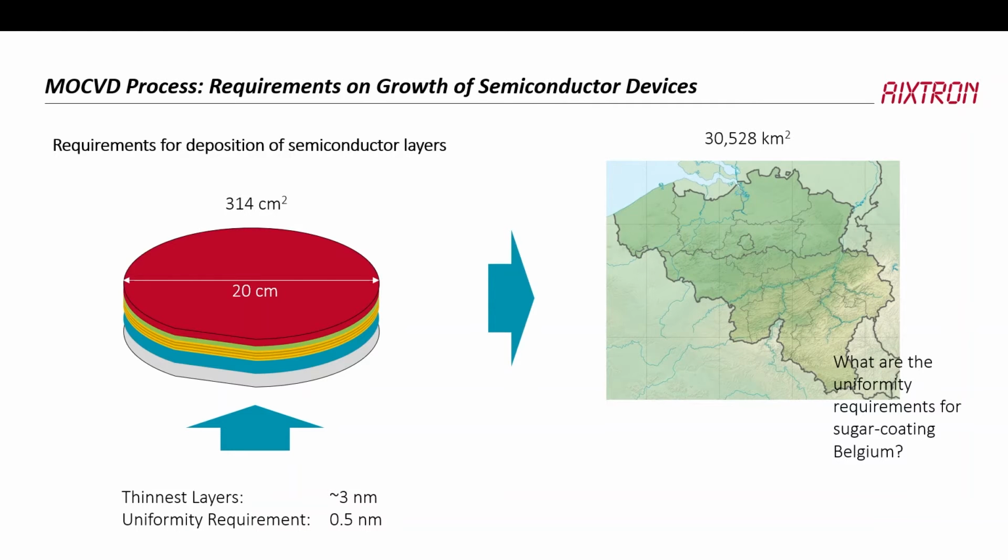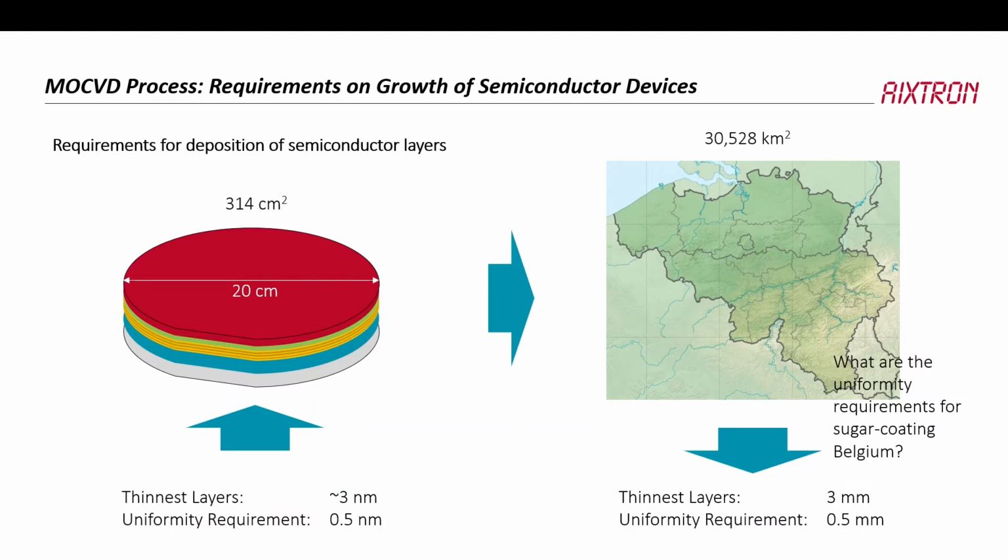If we want to scale this up to the size of Belgium, what do you think the requirements would be when you take the same requirement scale on? Any idea? 5 centimeters? Wow, okay. Anybody lower? Okay. 3 millimeters. And we must nowhere be off by 0.5 millimeters. So this is the uniformity requirement translated from a 200 millimeter wafer to something the size of Belgium.